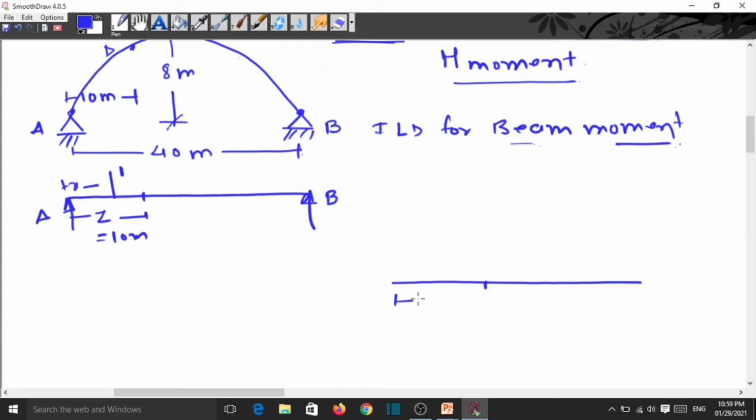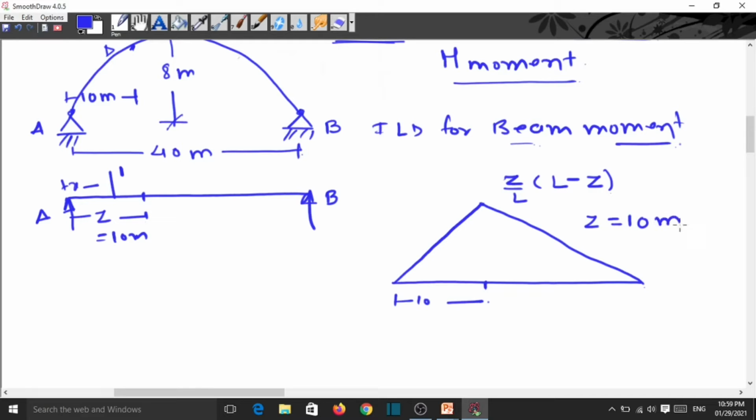This is for the 10 meter. So this ILD is, and this ordinate is Z by L into L minus Z. In our case this Z is 10 meter, where we want the bending moment, and L is equal to 40 meter, and this diagram is positive. This is the ILD for the beam moment.